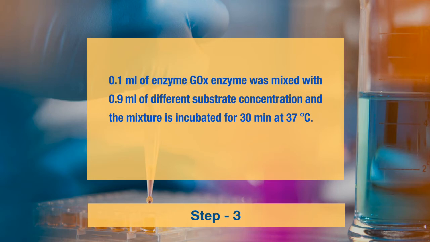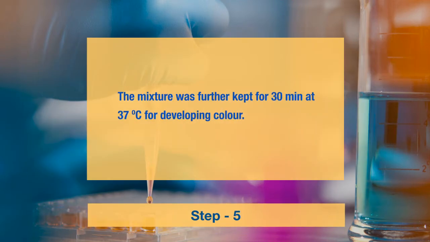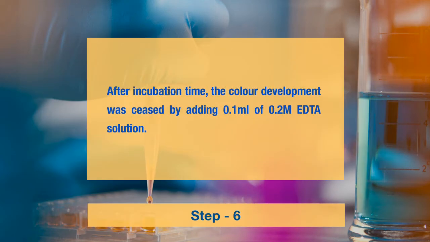Next, 0.1 ml of glucose oxidase enzyme was mixed with 0.9 ml of different substrate concentration, and the mixture is incubated for 30 minutes at 37 degrees Celsius. In the next step, after incubation, 2 ml of color reagent was added into the mixture. Next, the mixture was further kept for 30 minutes at 37 degrees Celsius for developing color. After incubation time, the color development was ceased by adding 0.1 ml of 0.2 molar EDTA solution.